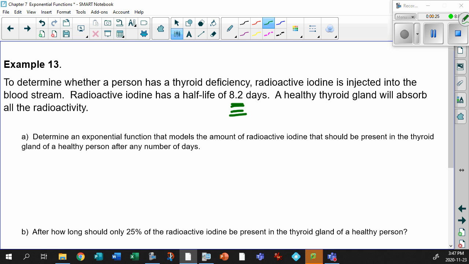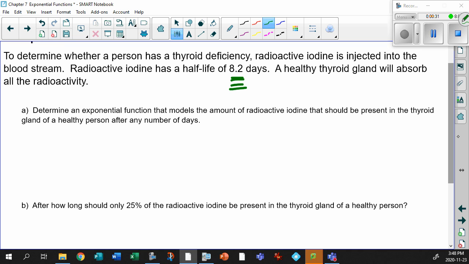Okay, so what they're going to look at is how much is actually left in the bloodstream, and be able to determine whether or not your thyroid is healthy. Interesting, right? Okay, so if you look at this, it says determine an exponential function that models the amount of radioactive iodine that should be present in a thyroid gland of a healthy person after a number of days.